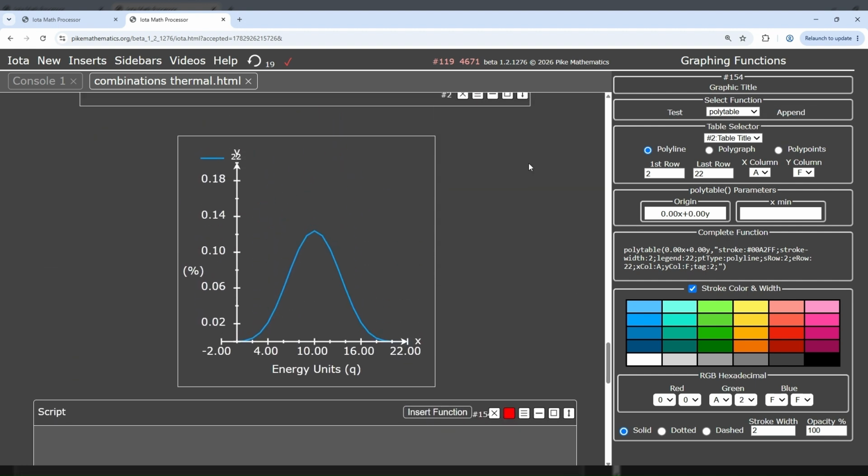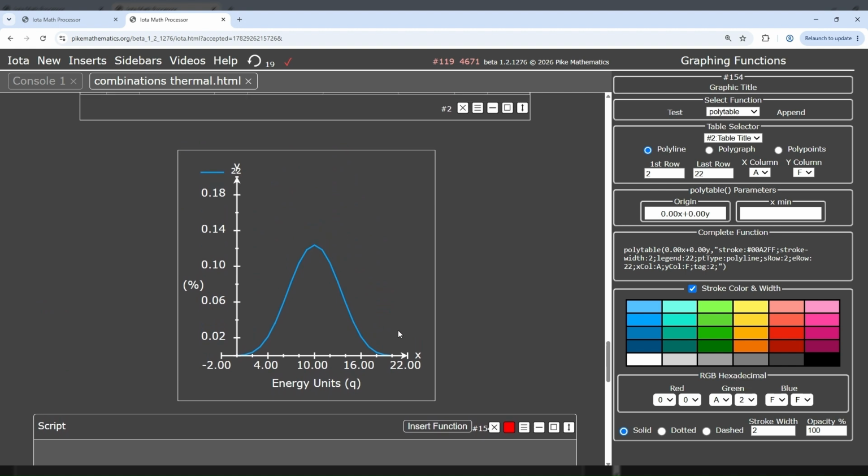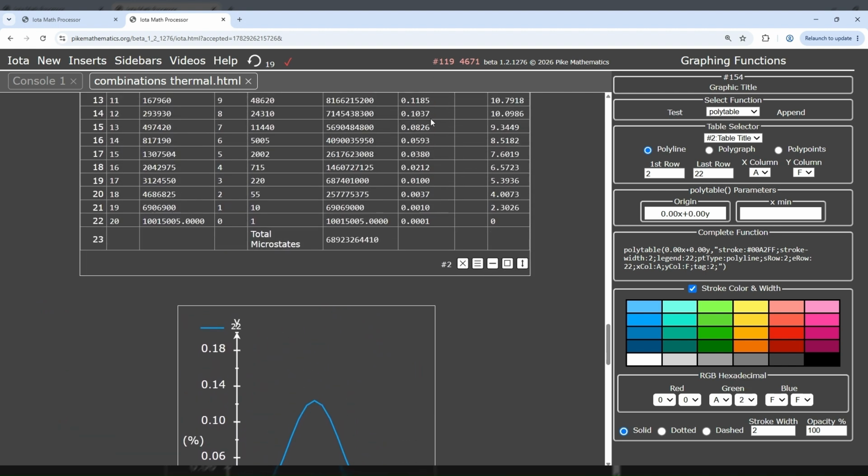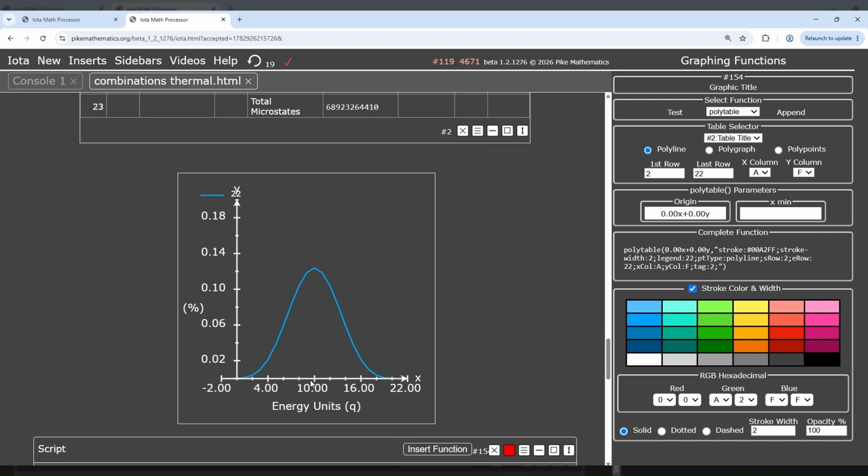There it is. So this is the graph of this data right here. And again, you can see that the highest probability is when we have 10 energy units in each solid. What I would tell you is that we are working with relatively small numbers here: 10, 10, 10, and 20. Real world examples will use much larger numbers, things like 10 to the 23rd and larger.